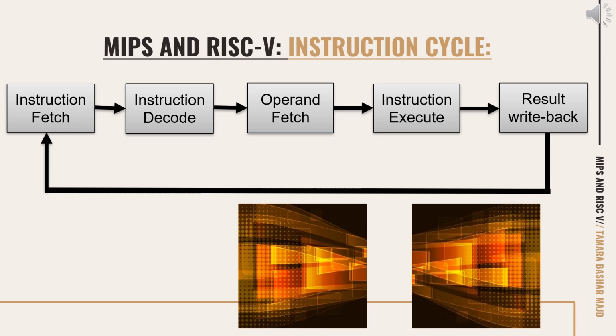The third step is the operand fetch. During this step, the operands needed, which are addresses where data will be read from or written to, will be loaded from memory to the appropriate registers. The fourth step is the instruction execute. This step performs the function of the instruction. The final step is the result writeback. During this step, the data is written and stored into the corresponding location in main memory.